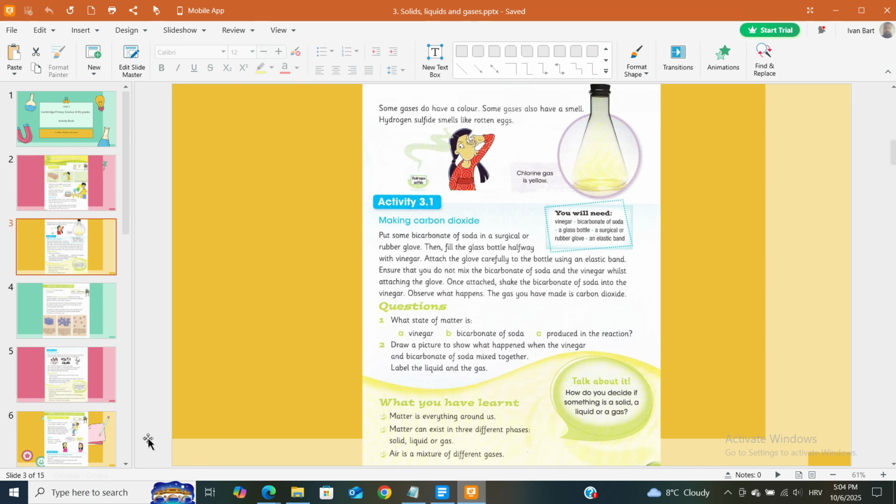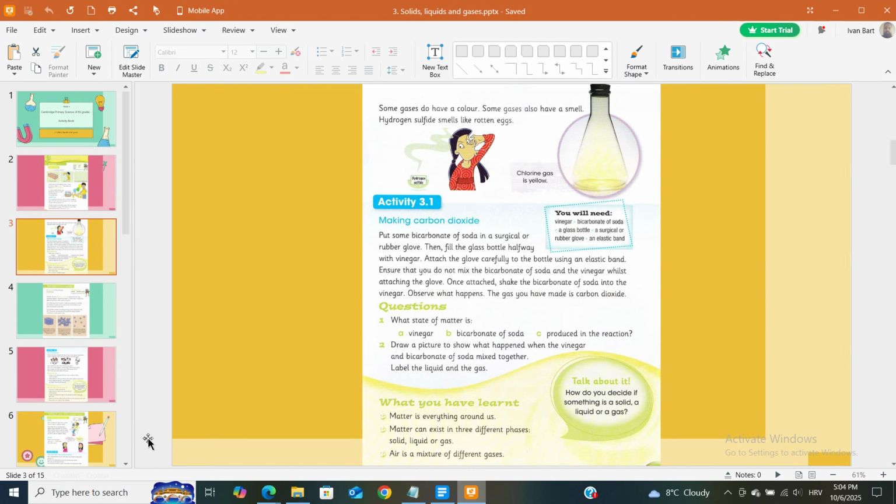Questions. 1. What state of matter is A. Vinegar. B. Bicarbonate of soda. C. Produced in the reaction. 2. Draw a picture to show what happened when the vinegar and bicarbonate of soda mixed together. Label the liquid and the gas.